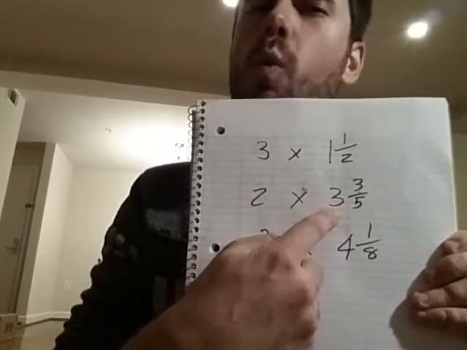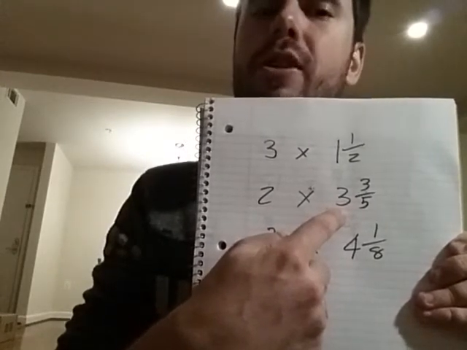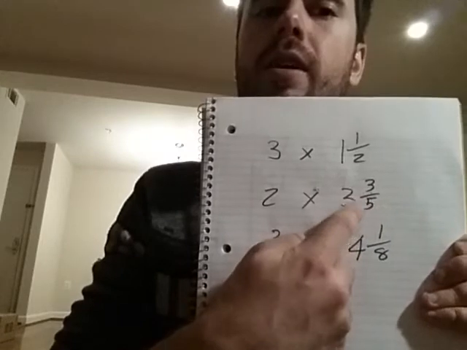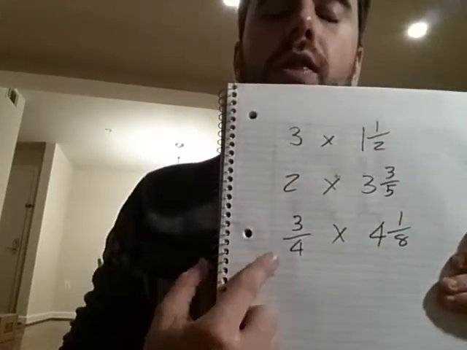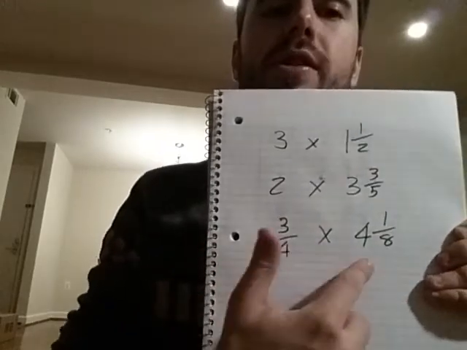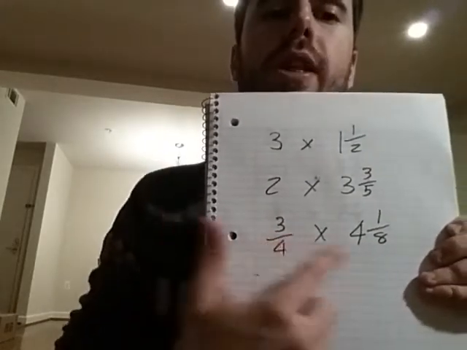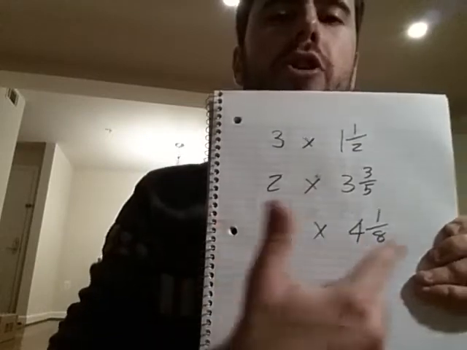Look at what we've got here, 3 and 3/5. Is that going to round down to 1? I don't think so. That's a little bit too low. But look at your fraction here. How's that going to affect the 3? Again, now look down here, 3 fourths times 4 1/8. Now we're dealing with 2 fractions. How are those going to change?